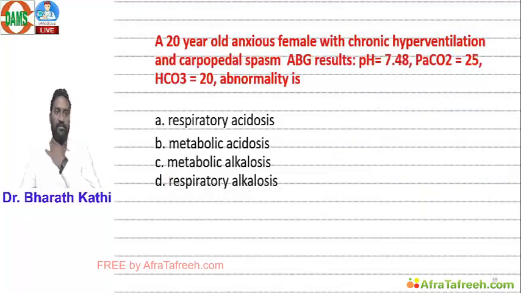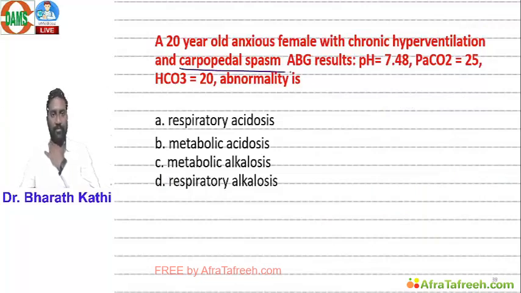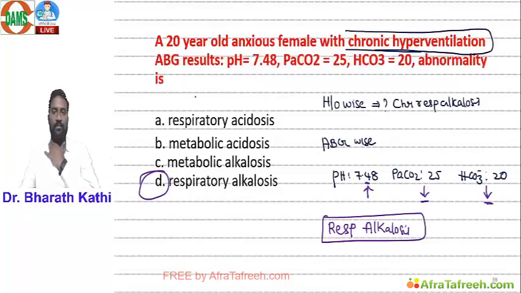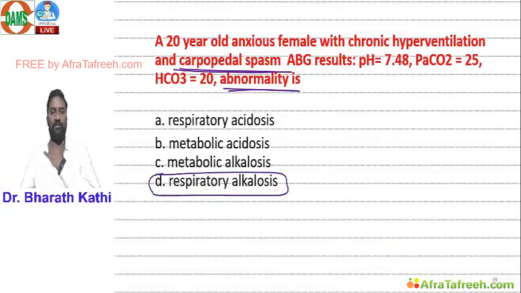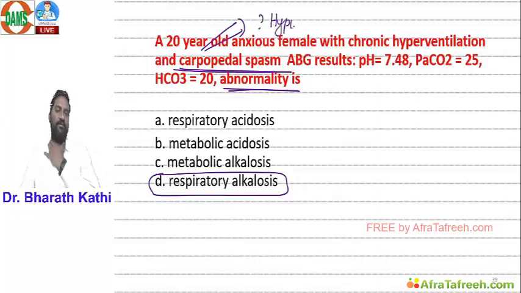Then another patient, anxious female, chronic hyperventilation. There is carpopedal spasm. Abnormality. So it is the same question. But she has developed carpopedal spasm. It is a respiratory alkalosis. Now why in respiratory alkalosis there can be carpopedal spasm suggestive of hypocalcemia?